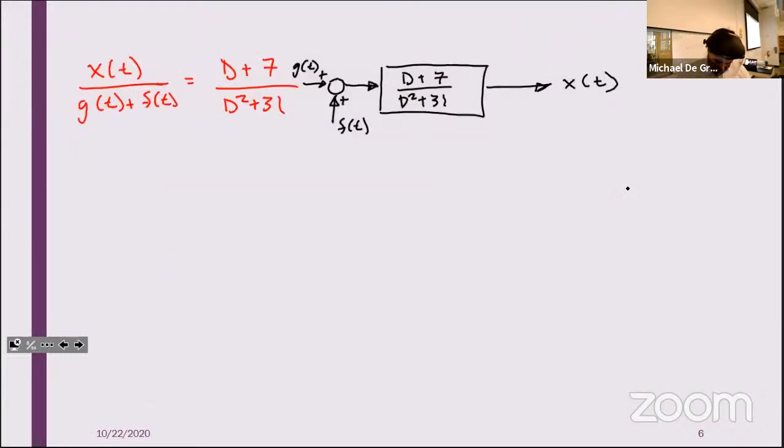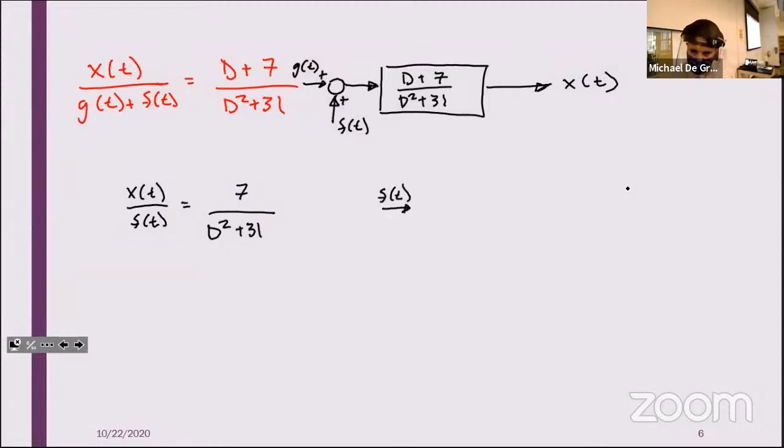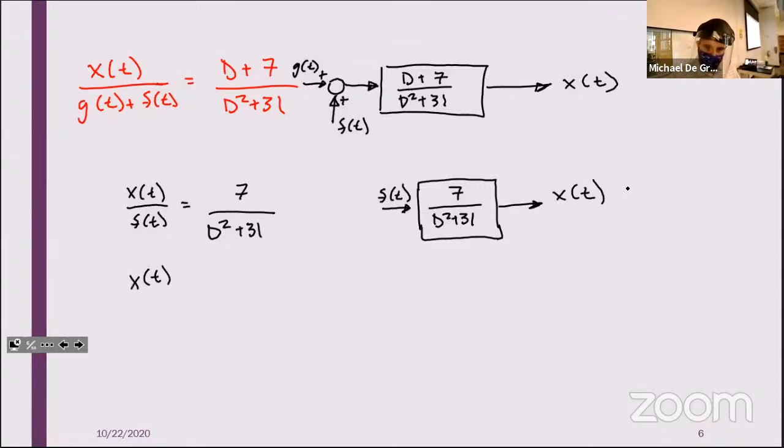And we'll start with the f of t one, right? X of t over f of t is 7 over d squared plus 31, right? So you have f of t times 7 over d squared plus 31. That gives me x of t. And you get g of t.